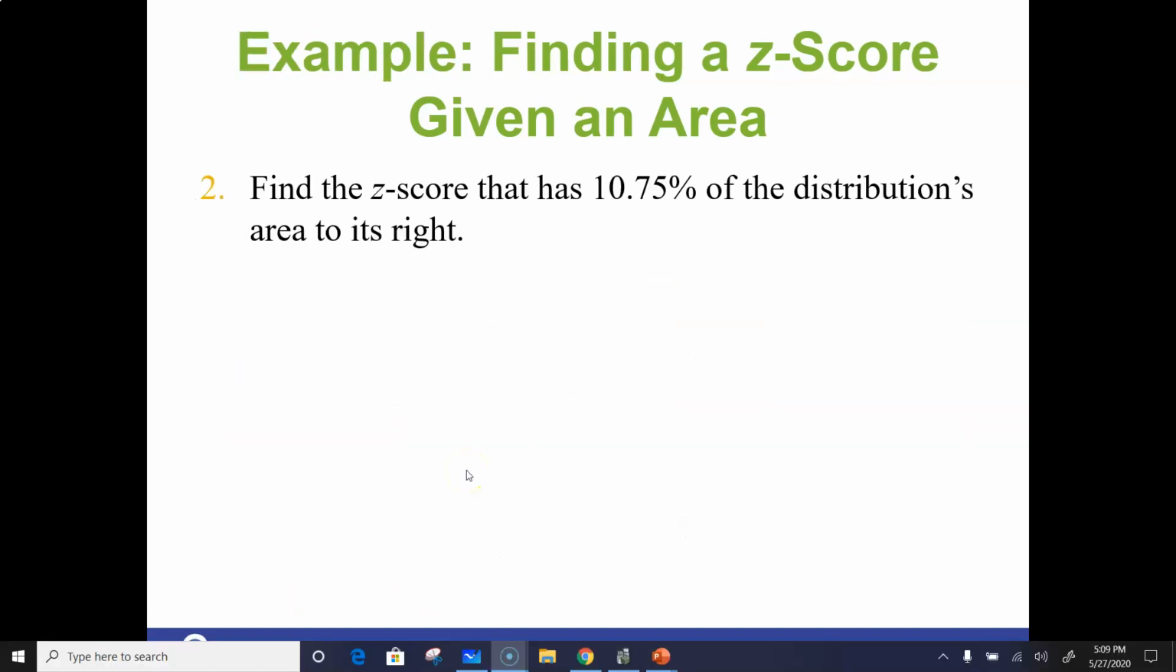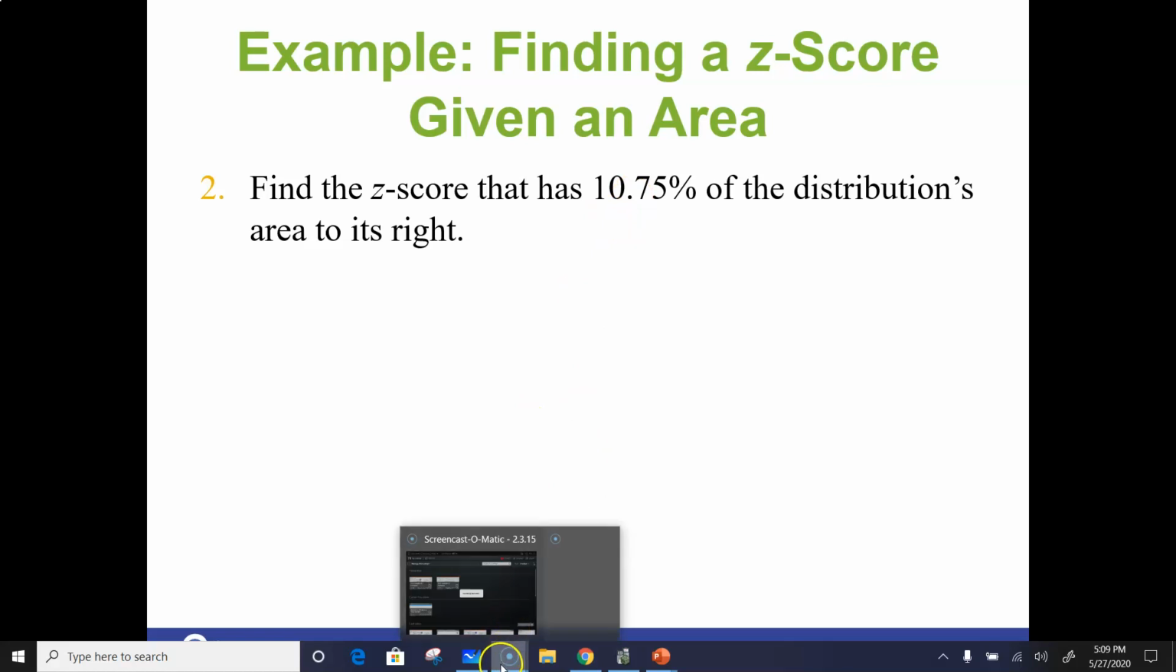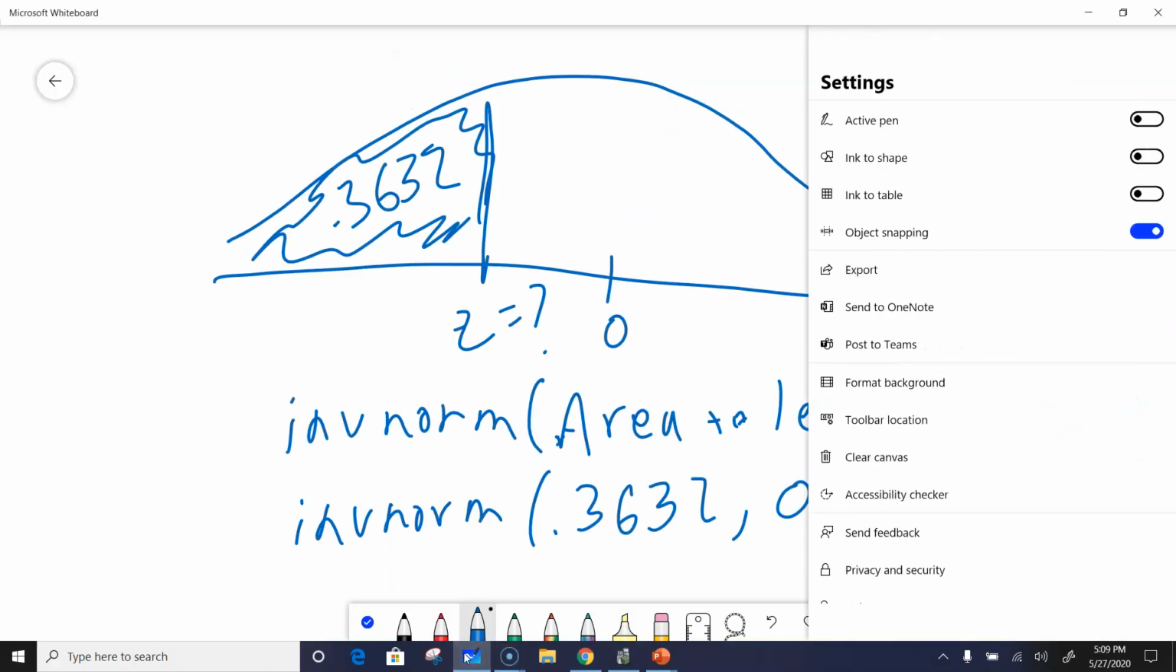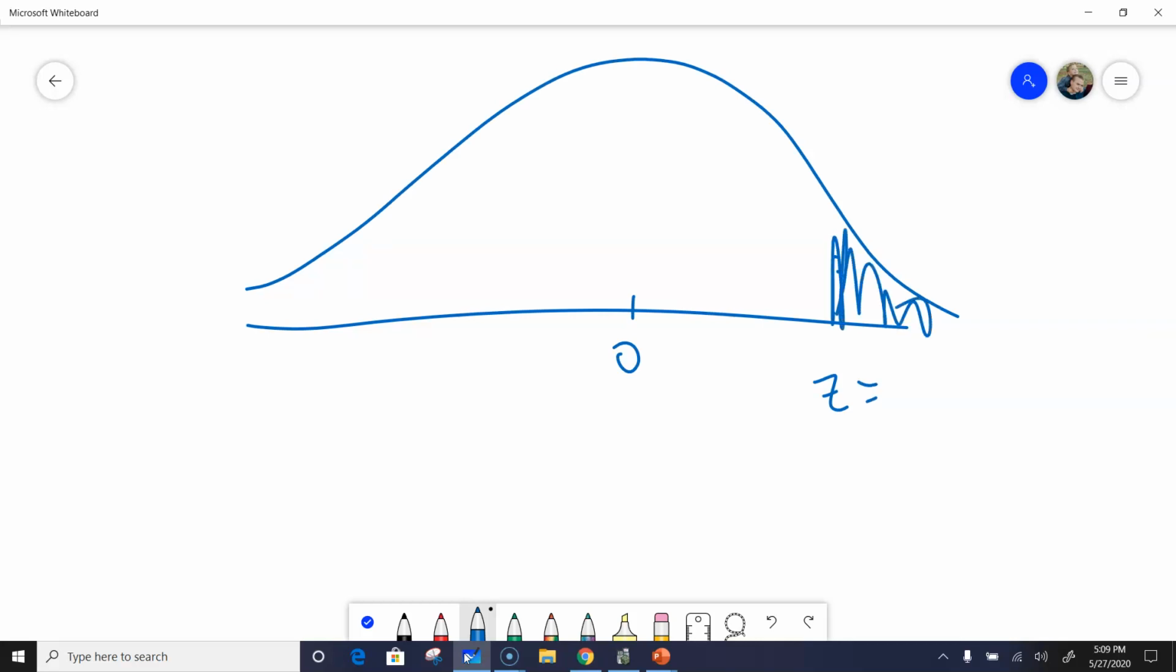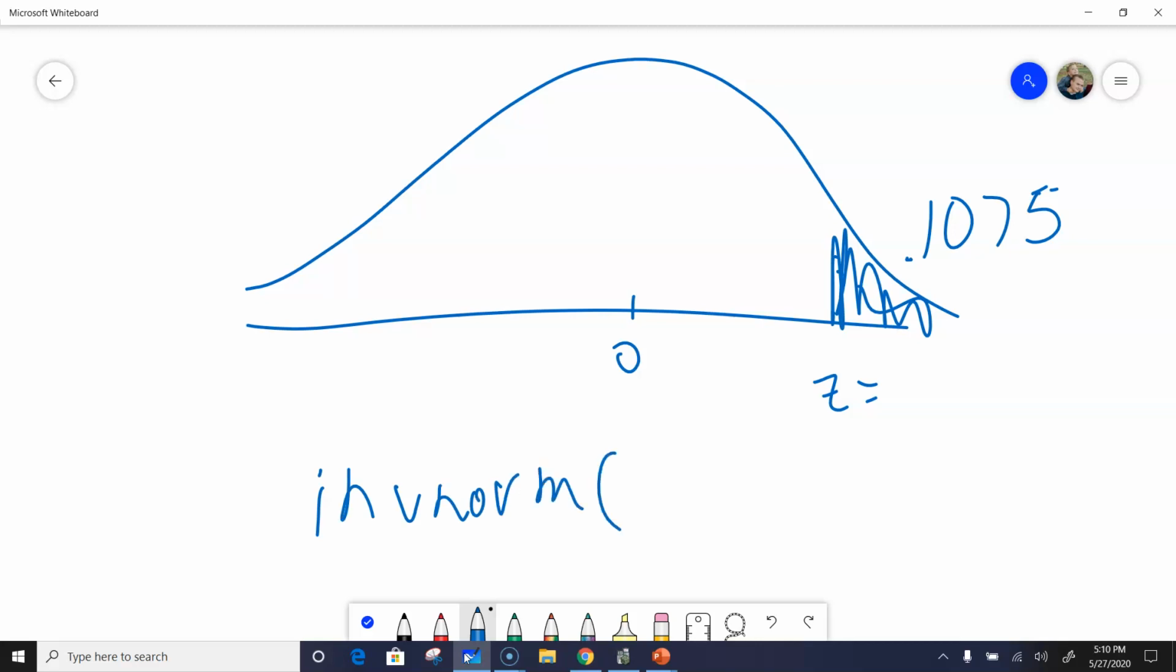Okay, so notice what we have now, again, is find the z-score, but this is a little bit different. 10.75% is the area to the right. Let's think about this now, right? We have 10.75% as the area to the right of this z-score. So first thing I'm going to do, I'm looking for a z-score that's over here that has a pretty high percentile, right? Let's change 10.75% to 0.1075 first. So when I talk to the calculator here, I need to tell it the correct area to the left.